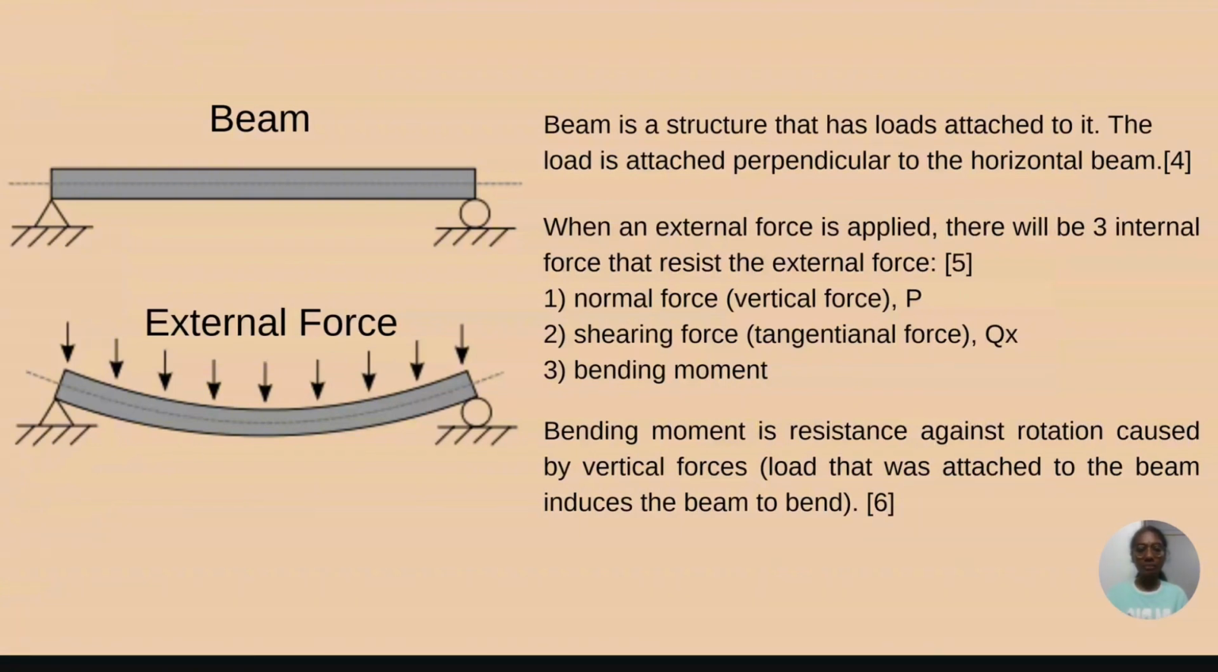Normal force is the perpendicular force to the surface, which also means vertical force. Shearing force means tangential force to the surface, and bending moment is resistance against rotation, preventing the beam from bending. Bending moment is caused by vertical forces, which refers to the load attached to the beam.